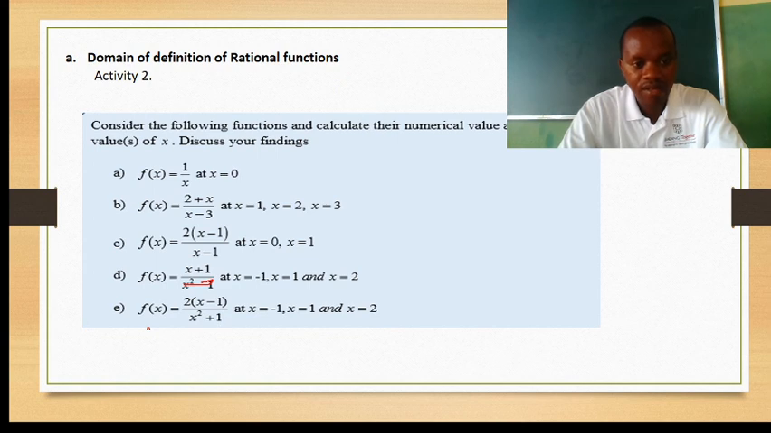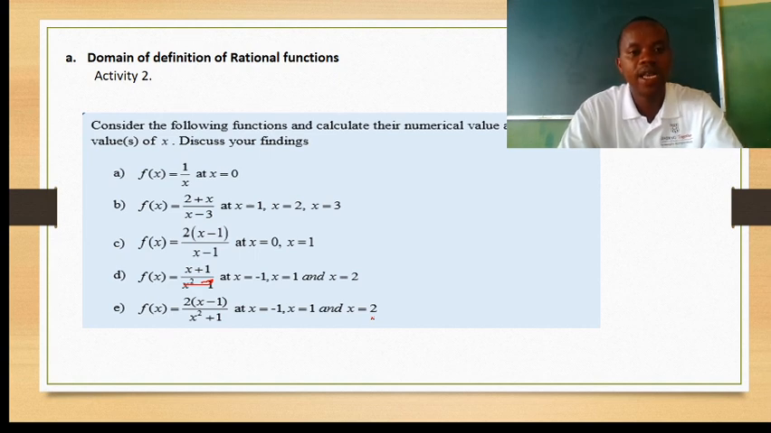Finally, on number E, f of x is equal to 2 times x minus 1 over x square plus 1. You replace x by minus 1, x by 1, and also replace x by 2. And then you will get the respective answers and you think about them.